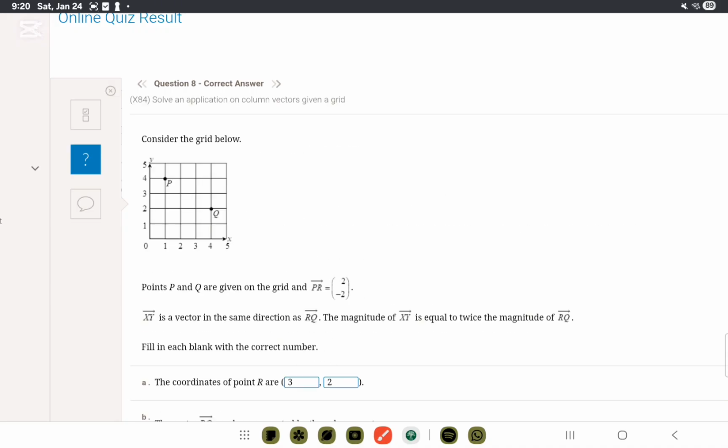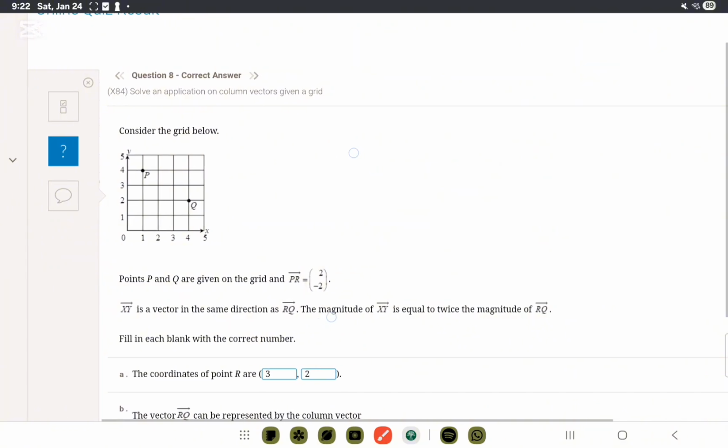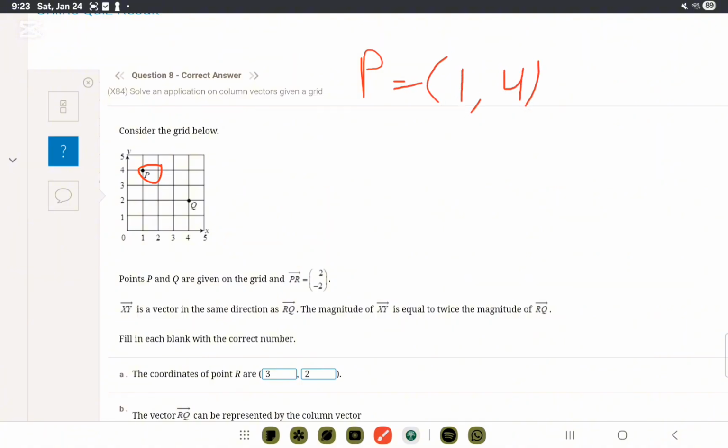Oh my gosh. Okay, so you have p, which is here. Oh, sorry, wait, hold up. Okay, so you have p, which is here, and you want to find r, and you have the vector. Okay, so now let me just write the coordinates of p. P is equal to 1, 4. Okay, so first thing we do 2 and then minus 2.